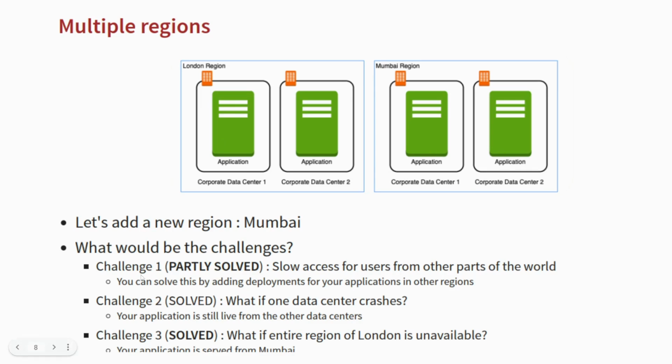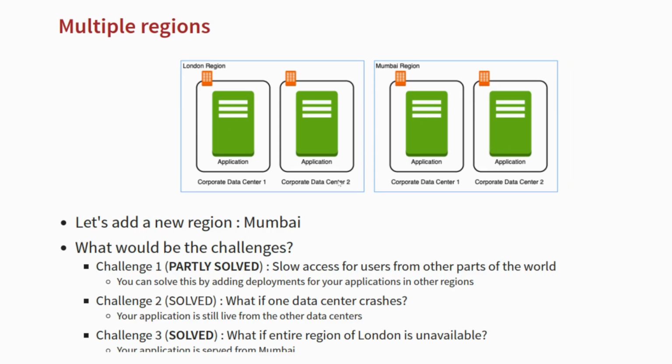Now challenge one is partially solved. If you're trying to access the application from the Mumbai region, that is from India, the challenge has been resolved, because you can access that application. But the problem still exists if you access the same application from any other part of the world; it completely depends on the latency. Challenge two is completely resolved. If one data center crashes, there are other data centers from which I can access the application. Even if the entire London region becomes unavailable, I'm able to access it from Mumbai. This is how we have resolved the issues.